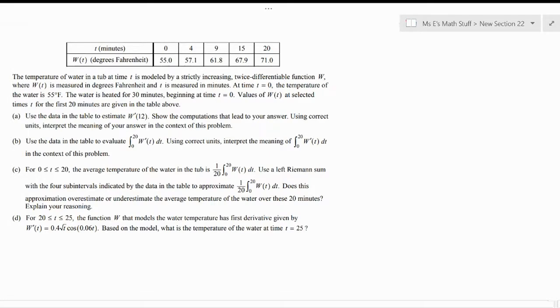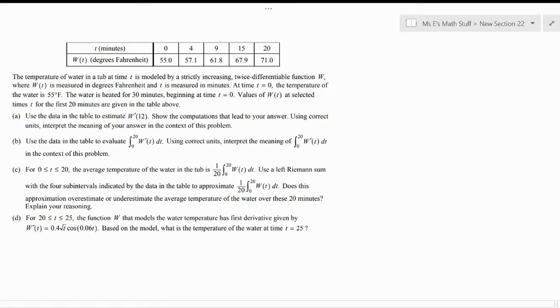So it's got the table here, at T minutes, giving you degrees Fahrenheit of the water. It says the temperature of water in a tub at time T is modeled by a strictly increasing twice differentiable function, W, where W(T) is measured in degrees Fahrenheit and T is measured in minutes. At time t equals 0, the temperature of the water is 55 degrees Fahrenheit. The water is heated for 30 minutes, beginning at time t equals 0. Values of W(t) for the first 20 minutes are given in the table above.